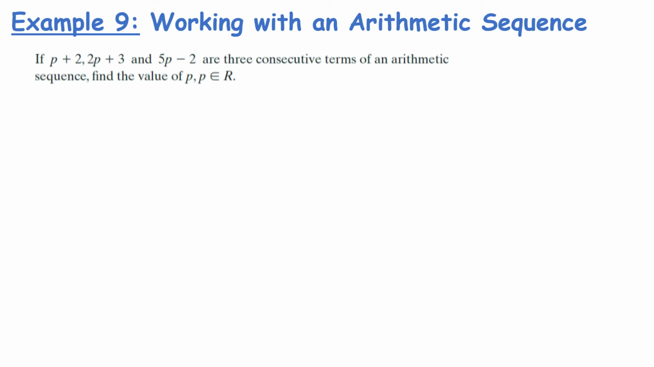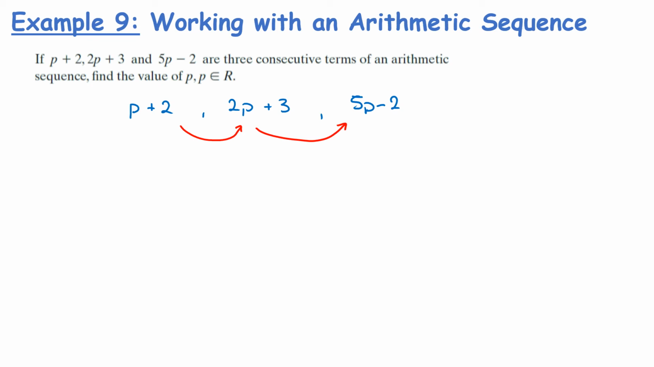Example 9, working with an arithmetic sequence. If p plus 2, 2p plus 3, and 5p minus 2 are three consecutive terms, which means one after the other, of an arithmetic sequence, find the value of p. So what we've been given is p plus 2, 2p plus 3, and 5p minus 2. We know that that's arithmetic, which means linear, so we're adding the same thing both times. Now, unfortunately, because these are algebraic terms, it's not as easy to really get that difference and to make sense of it.